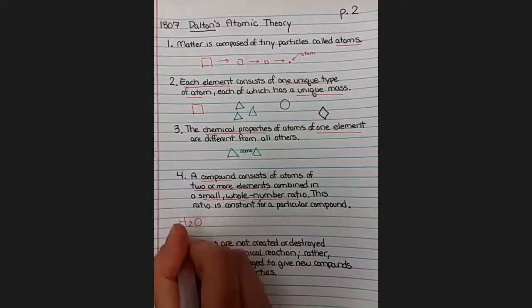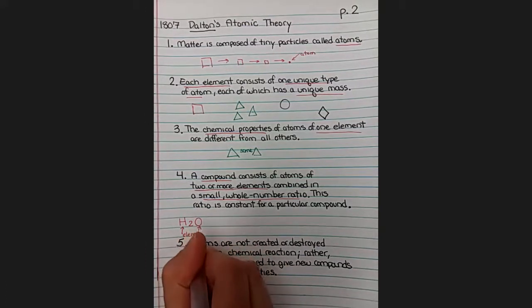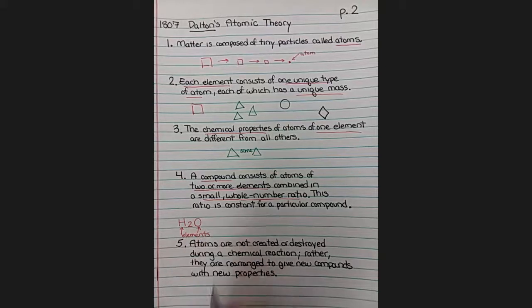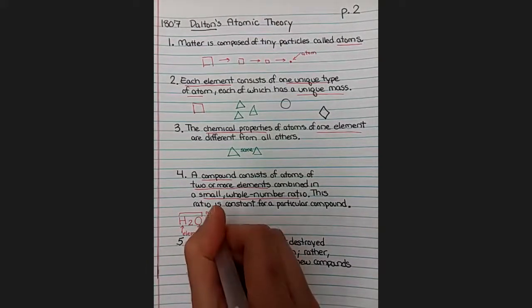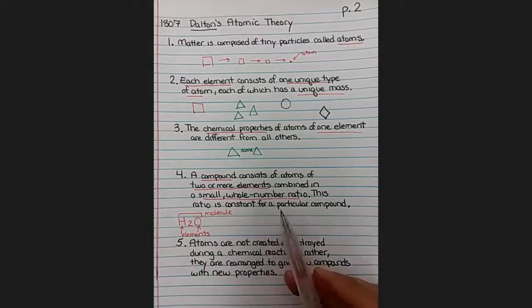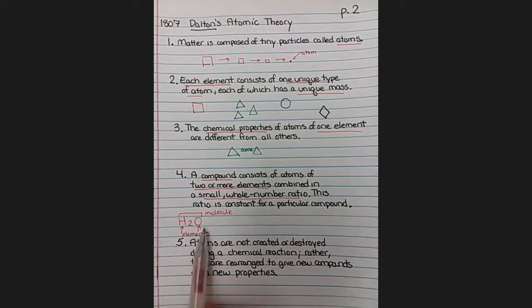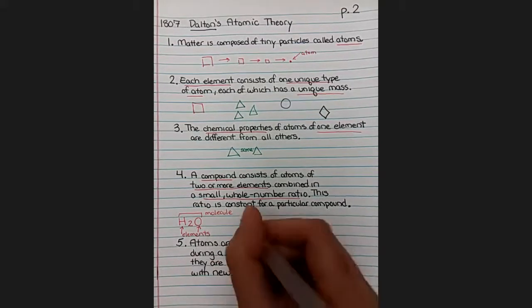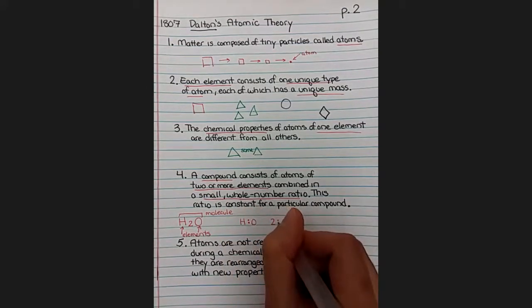This is an element, hydrogen, and this is an element, oxygen. There are two elements, and so this is a molecule of a compound. And the elements are combined in a small whole number ratio. So there are two hydrogen atoms, and there's one oxygen atom. So the ratio here of hydrogen to oxygen is 2:1.